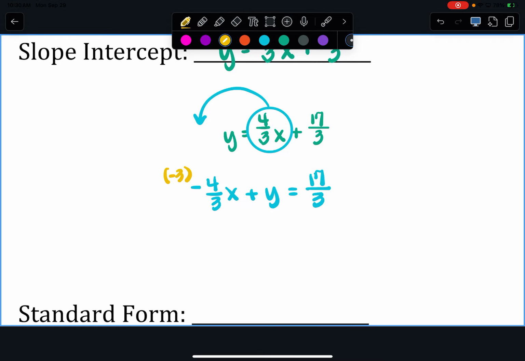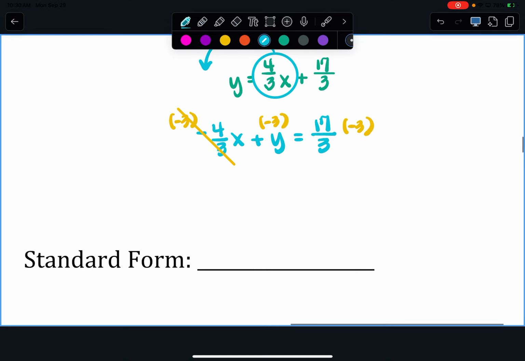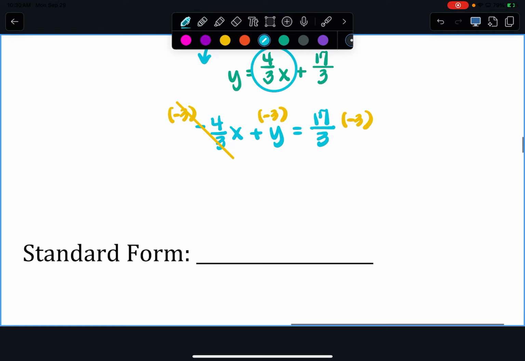So just like the last problem, we're gonna multiply everybody by -3. And let your calculator help you with this, right? If you need help. So this -3 cancels out that -3. Or you can literally use your calculator and just type in -3 times -4/3, and it's going to tell you that it's 4. So 4x minus the 3y, and then again, use your calculator. If you don't know what 17/3 times -3 is, type it in your calculator, and it's going to tell you that it's -17. And that should be our proper standard form.